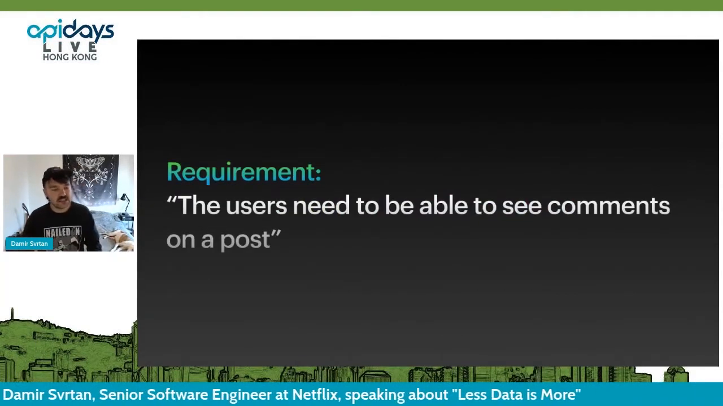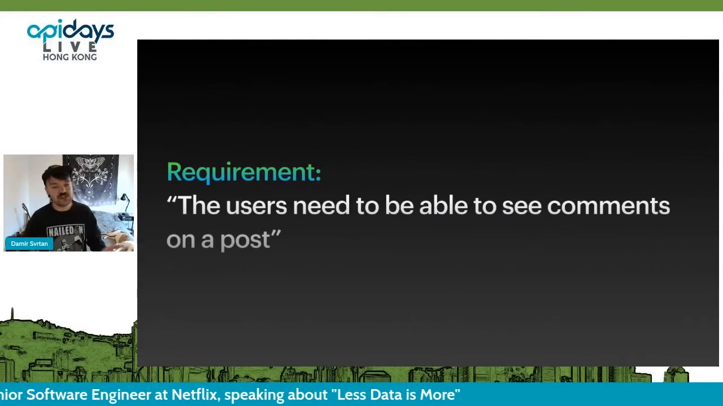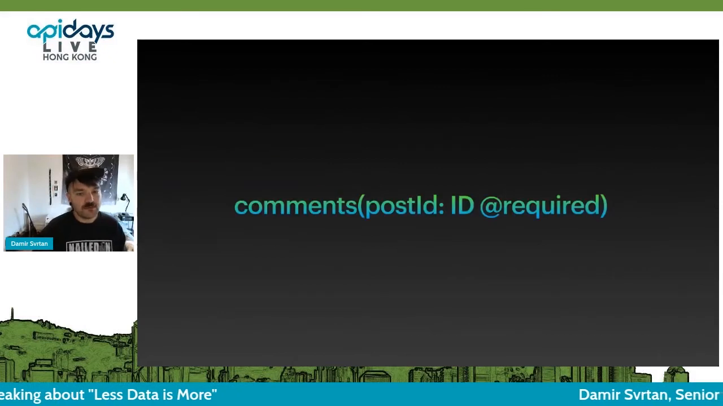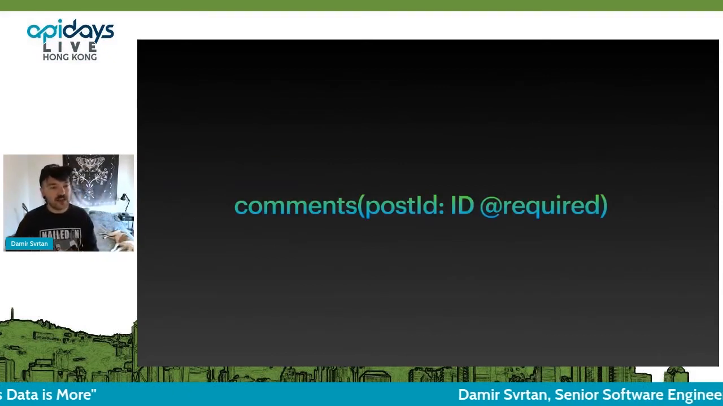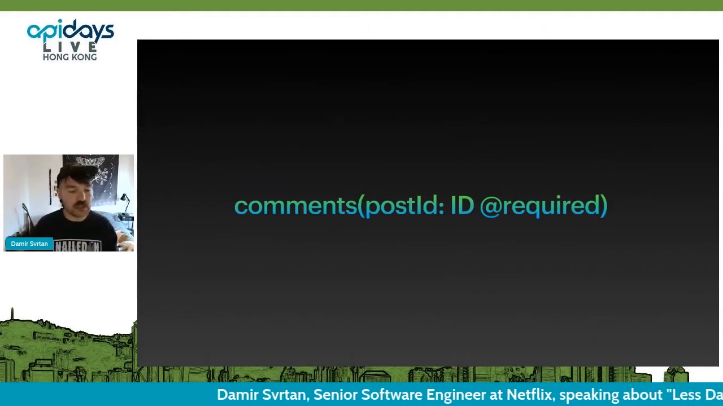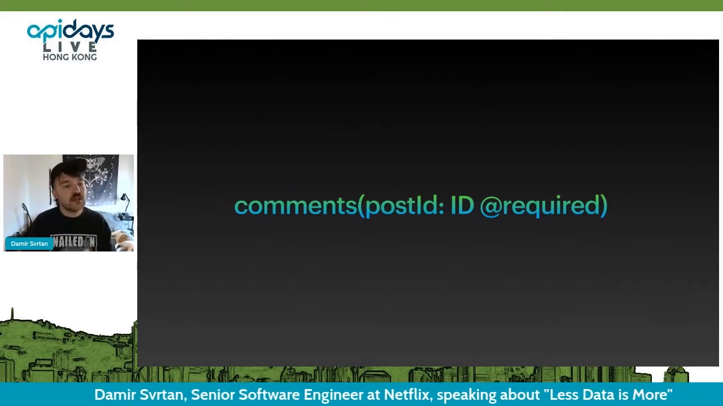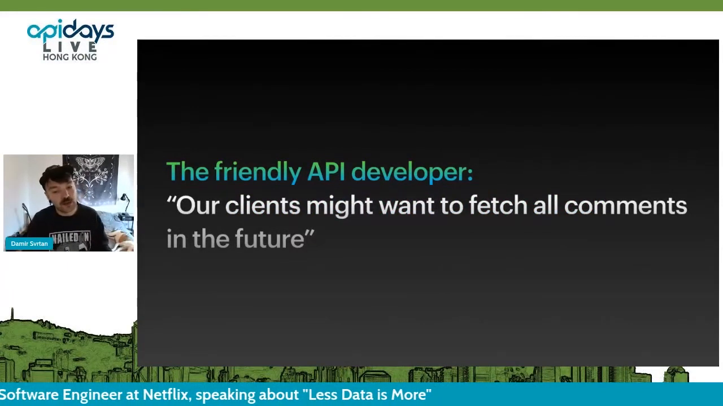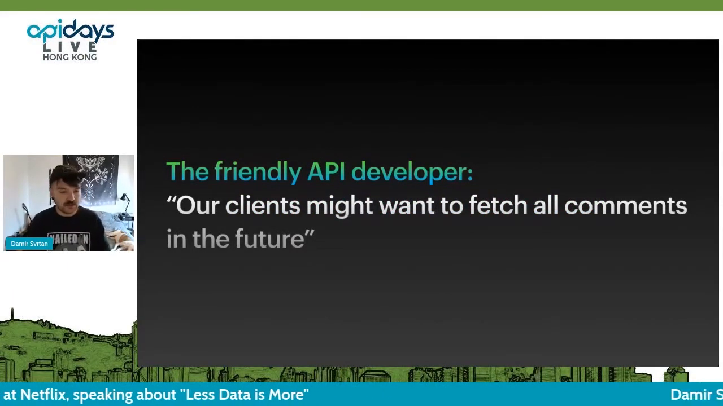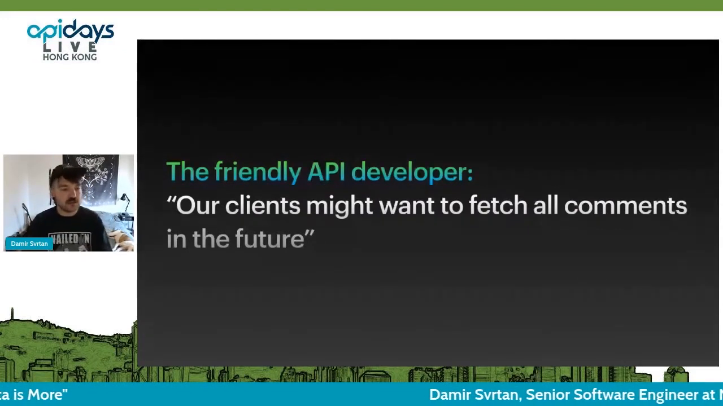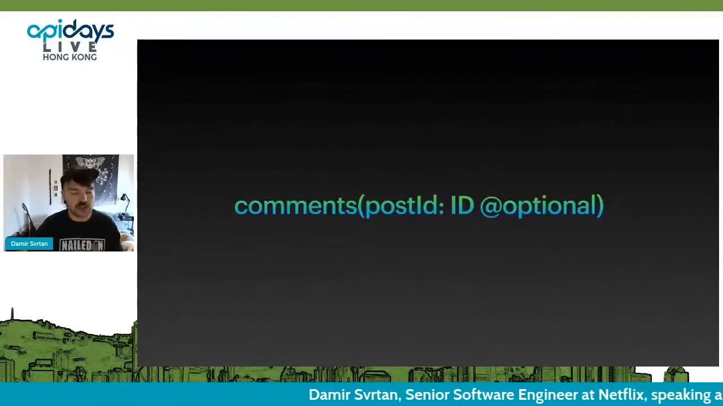Now, let's say we have a requirement. The users need to be able to see comments on a post, just to list them out. So we might have an endpoint of some kind, a query that's called comments, and it accepts a post ID, and the post ID is required. Now, again, our friendly API developer might say, well, our clients might want to fetch all comments in the future. Let's just enable them to not send that post ID, or let's make it optional.